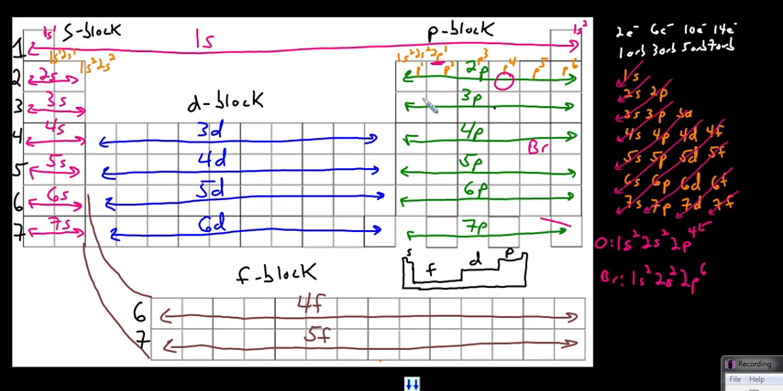After the 2p, we do the 3s, so 3s2. Then after the 3s, we fill the 3p, 3p6, 1, 2, 3, 4, 5, 6. Then the 4s, 1, 2. Then strangely, right after the 4s, we do the 3d.